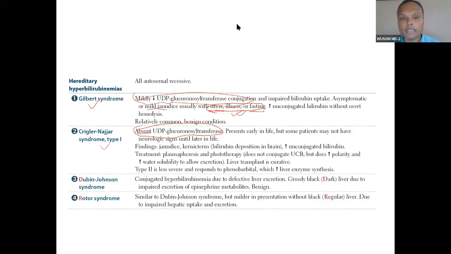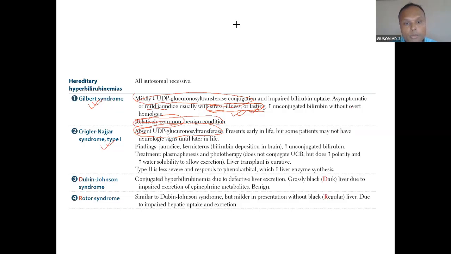I have two friends who have Gilbert syndrome. They are very fine. They only have high bilirubin when they go through stressful conditions, like exams, when they don't get good sleep, or when they undergo fasting. These are the conditions where there will be high bilirubin. So this is a relatively benign and relatively common condition, because I have seen two of my friends with Gilbert syndrome.